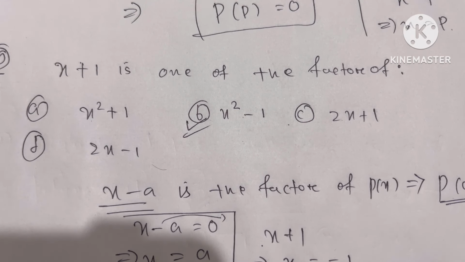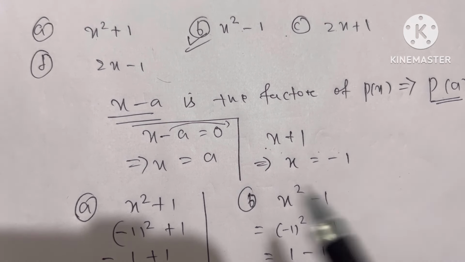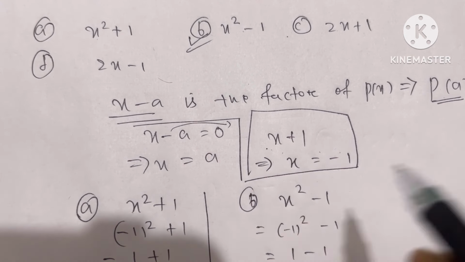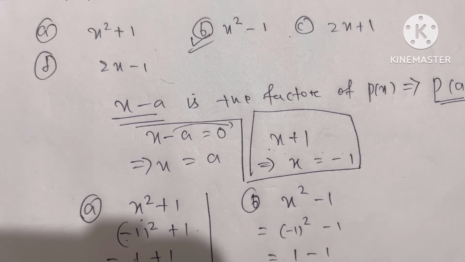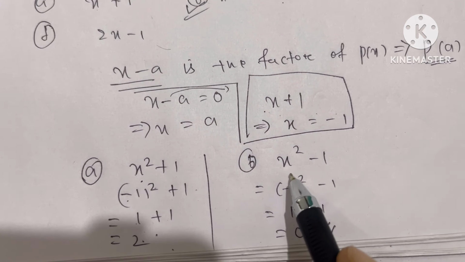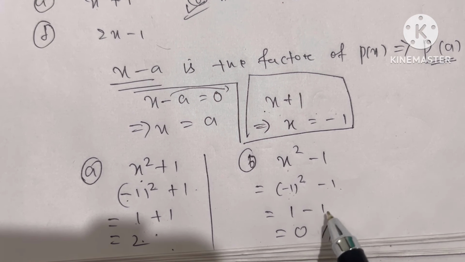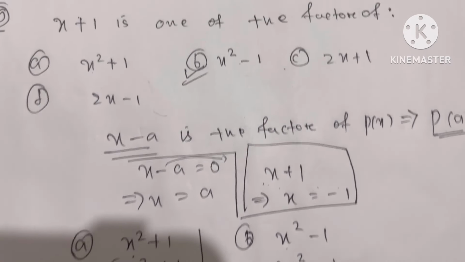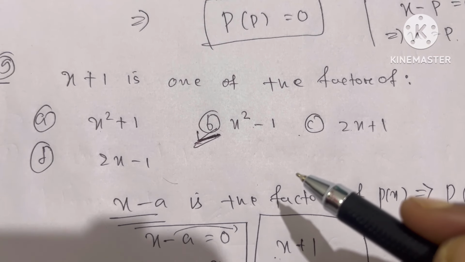First I find the value of x from the factor. The factor is x plus 1, so x is equal to minus 1. Then I put the value of x in option A: minus 1 square plus 1, so 1 plus 1 is 2, which is not equal to 0. Then I put the value of x in option B: minus 1 square minus 1, which is 1 minus 1, which is 0. So after putting x equal to minus 1, the remainder for B is 0. That's why option B is correct.